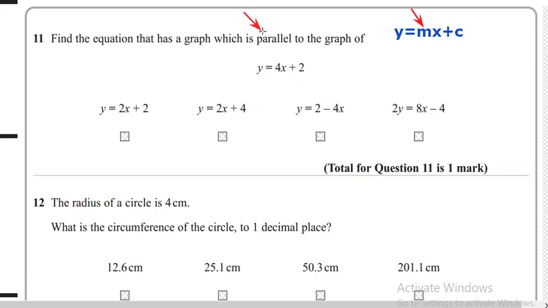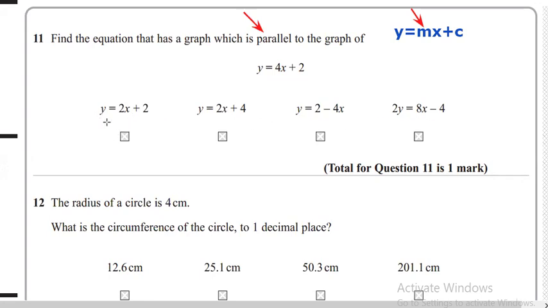Now, parallel lines, they have what in common? Very good. They have the same gradients. It means the numbers next to the x must be the same in both equations of parallel lines. And even the sign next to it, if it's positive, it means the other one should be positive. If it's negative, the other one should be negative. So this means parallel lines have the same gradients.